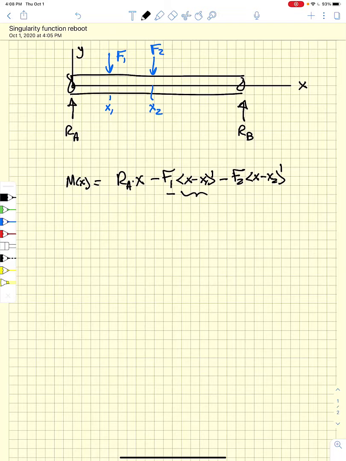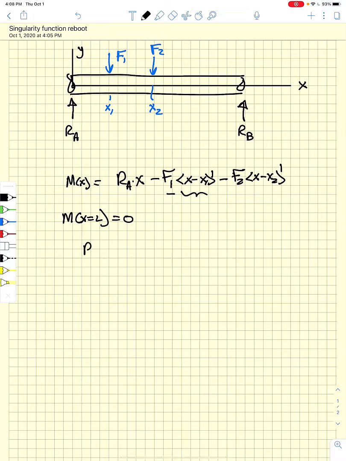If we only had two forces acting, we have those two forces with the singularity functions that tell us when to turn those forces on. So right off the bat, we know something. We know that at L, M at x equal to L has got to be equal to 0. So what does that say?